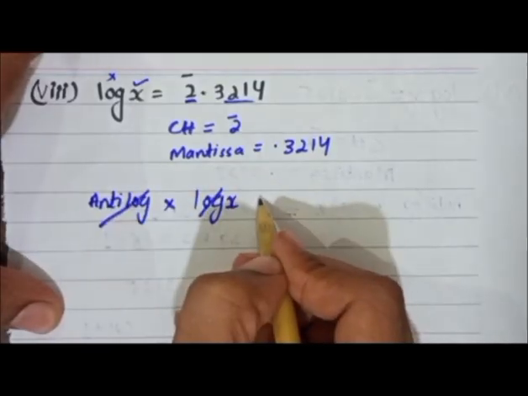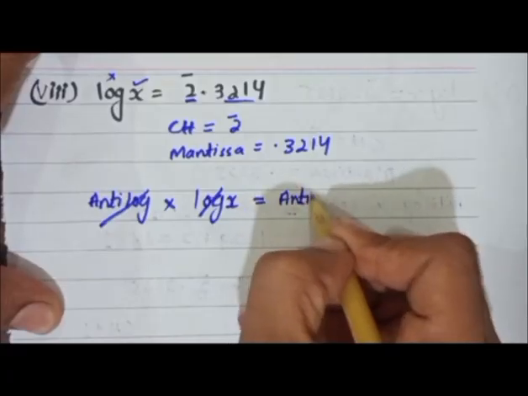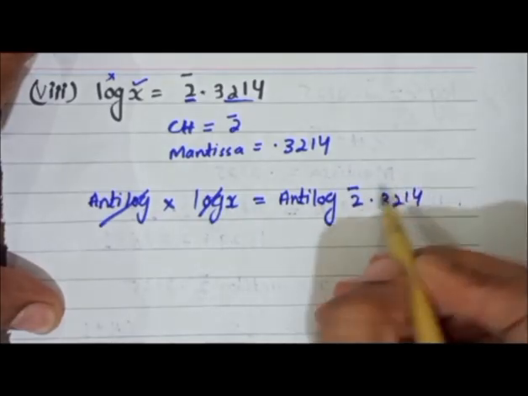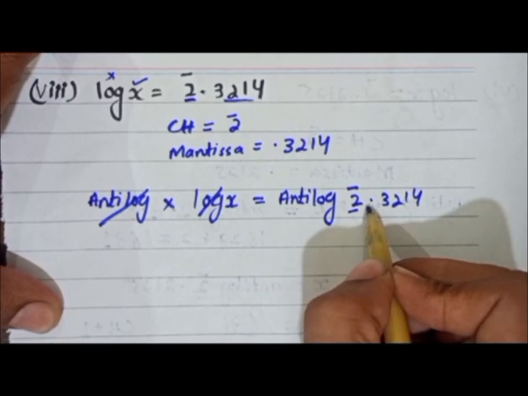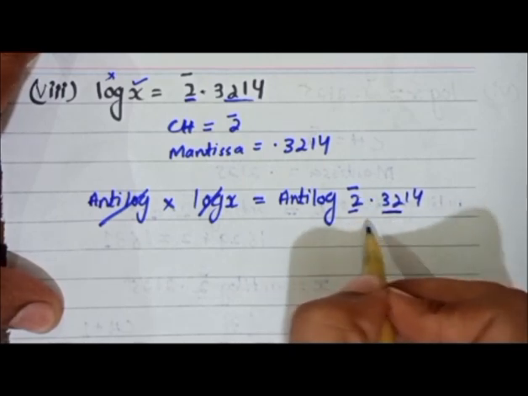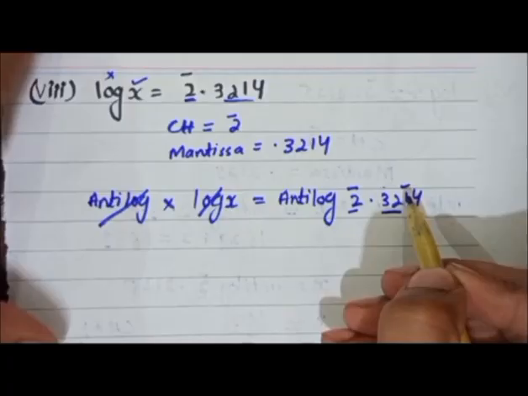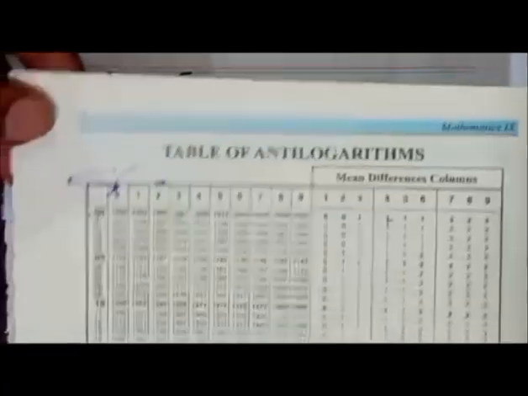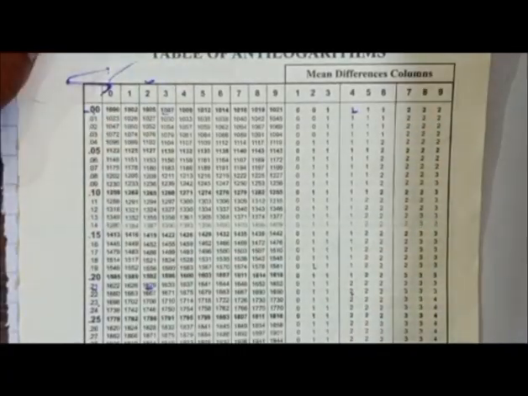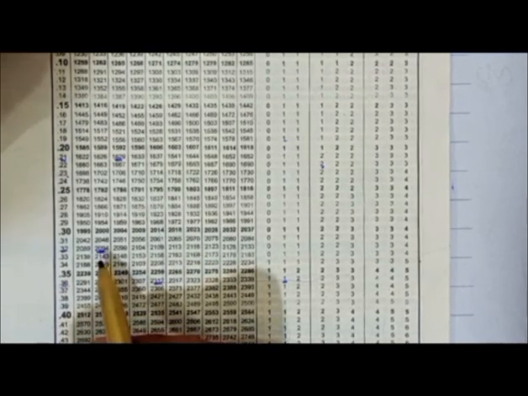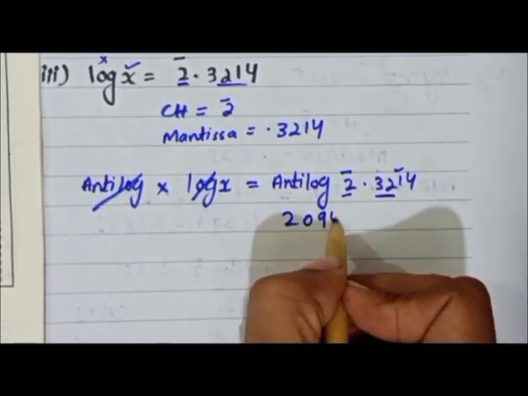So for finishing the log, I will bring antilog, multiply log x. So this log will be cancelled with antilog. What will remain? X equals antilog of minus 2.3214. For finding the antilog, I will ignore the characteristic and go through the mantissa. My mantissa is 0.3214. So I will find 0.32 in the first column. See here, this is my table. Suppose this is 0.32 in the first column. So my value is 2094.